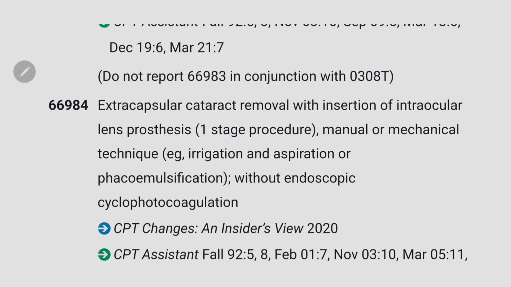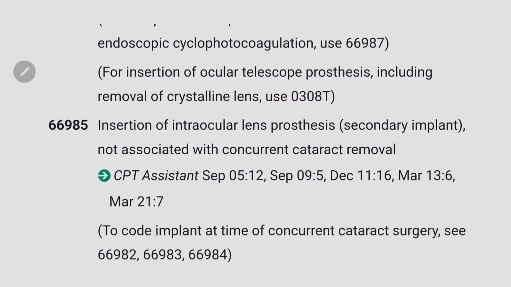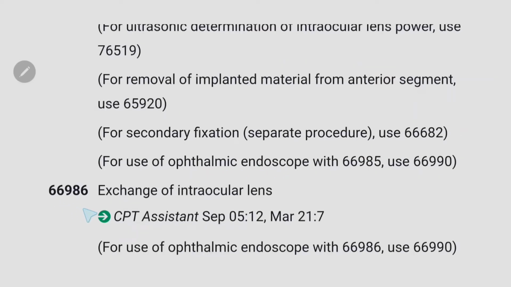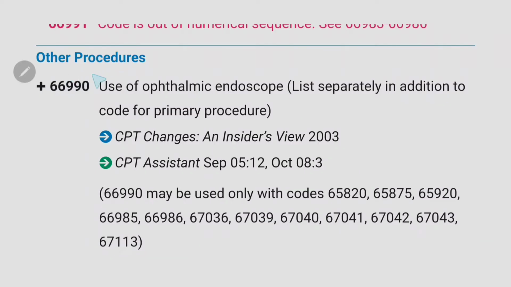And the code 66984 is for extracapsular cataract removal with insertion of intraocular lens prosthesis without endoscopic cyclophotocoagulation. Next important code is 66985, that is for insertion of intraocular lens prosthesis, secondary implant, not associated with concurrent cataract removal. And the code 66986 is for exchange of intraocular lens. Then we have the code for other procedures, that is the add-on code 66990 for use of ophthalmic endoscope.